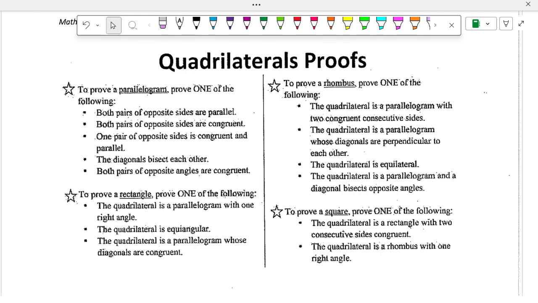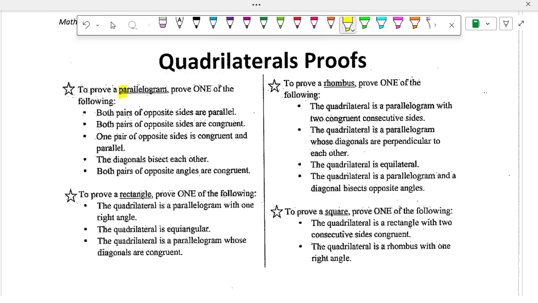In Math 2, like I said earlier, you guys should have done proofs in Math 2, but the only proofs that you dealt with were triangle proofs. So typically you were just proving that either parts of triangles were congruent or that two triangles were congruent. Now, quadrilateral proofs are a little different. We're not proving that two quadrilaterals are congruent. We're trying to prove that a quadrilateral is a certain subtype. So we're trying to say that a quadrilateral is a parallelogram or a rhombus or a rectangle or a square or whatever.